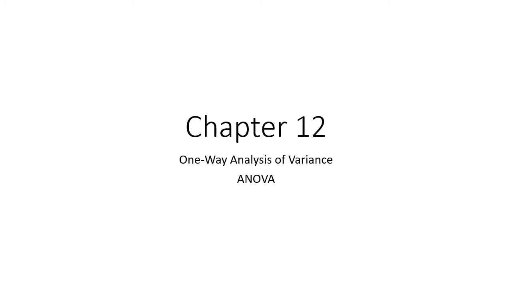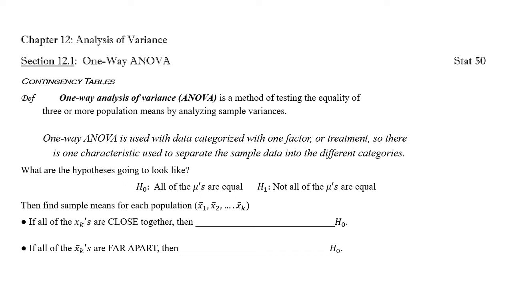Here in Chapter 12, we'll be looking at analysis of variance. And in this case, we'll be focusing on the one-way ANOVA. So what is analysis of variance? It's a method for testing the equality of 3 or more population means by analyzing sample variances.